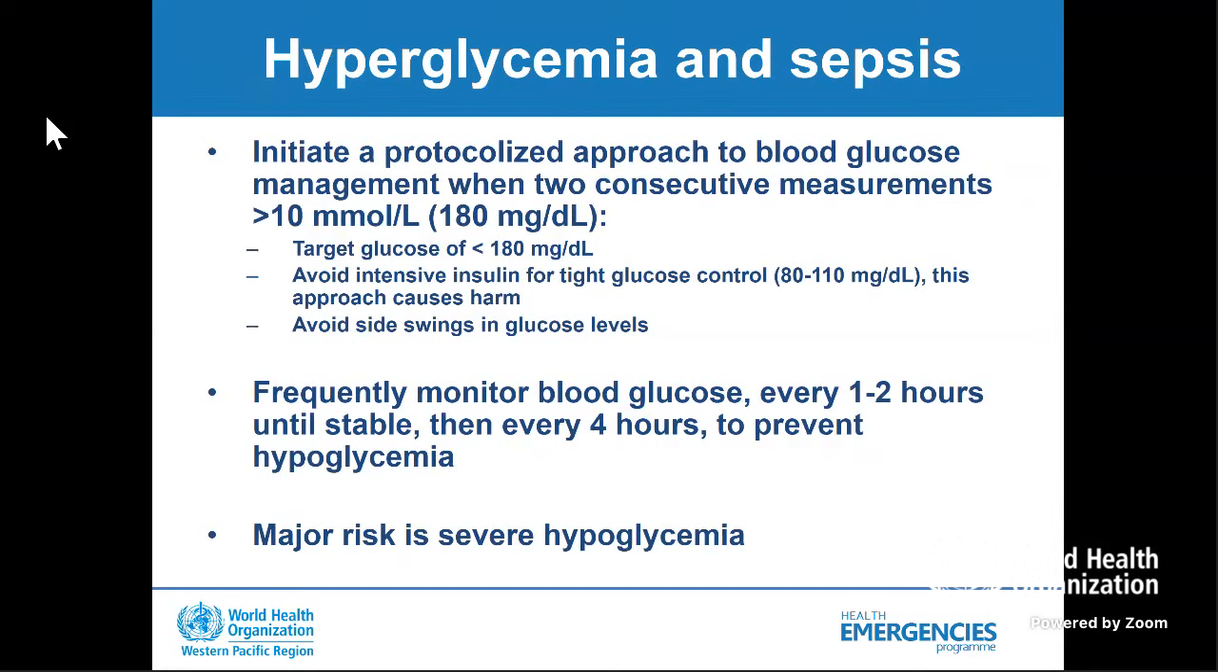Remember, to deliver any kind of insulin treatment safely requires frequent glucose monitoring to avoid the harmful effects of severe hypoglycemia.